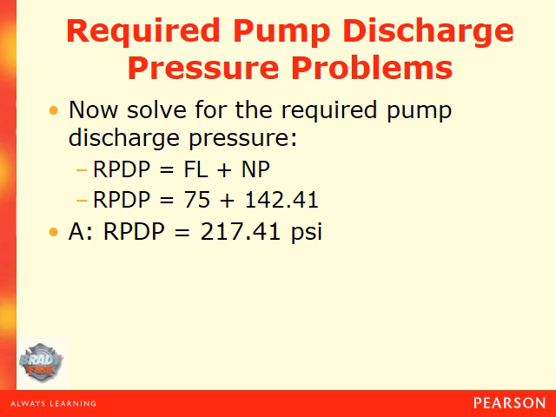Now we have to add that to the nozzle pressure, which was 75, and they gave us that in our original question. So 75 plus 142.41 equals 217.41 psi, which is our required pump discharge pressure.